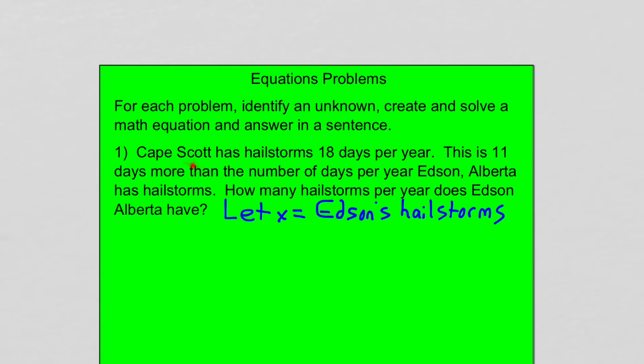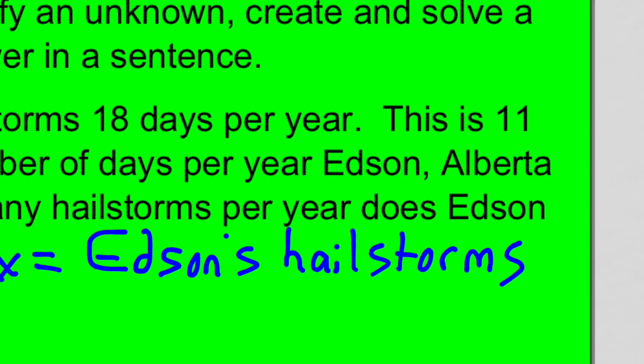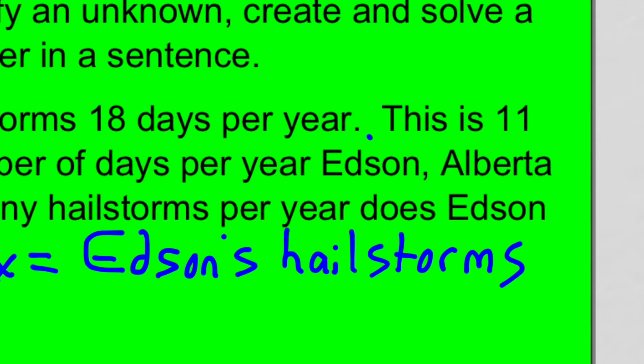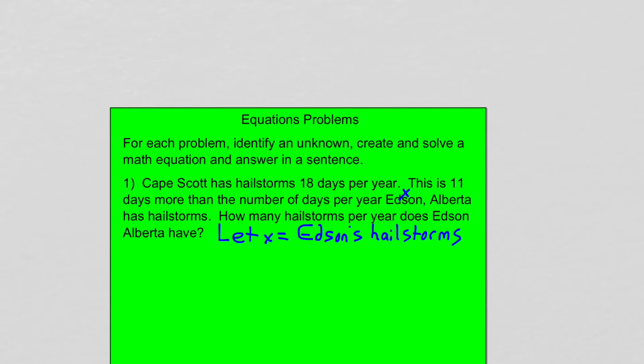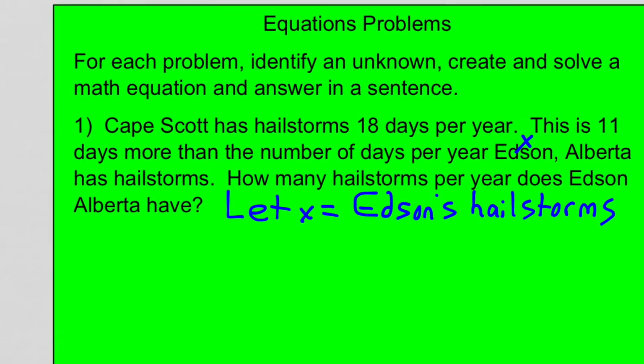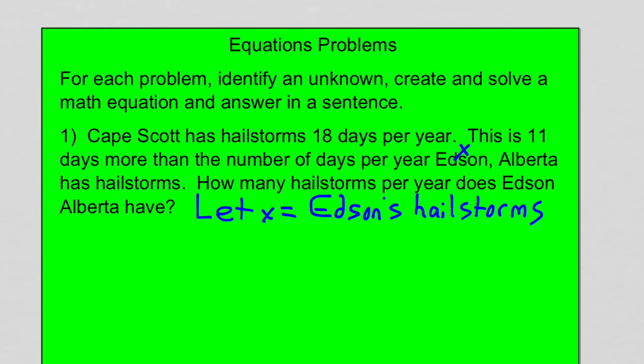So it says Cape Scott has hailstorms 18 days per year. This is 11 days more than the number of days per year Edson has hailstorms. So 11 days more than, let's just think of Edson as X. Now what we want to do is write a math equation in the form that we've been using to figure out the solution to this problem. So we're going to go through the problem and look at key words. It says Cape Scott has 18 hailstorms per year. Well, let's start with that, 18.